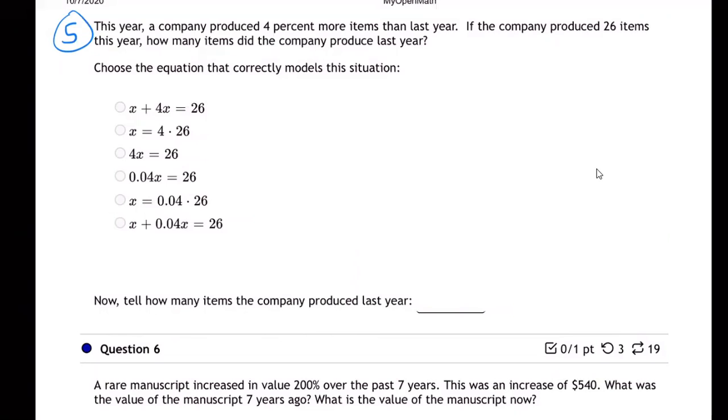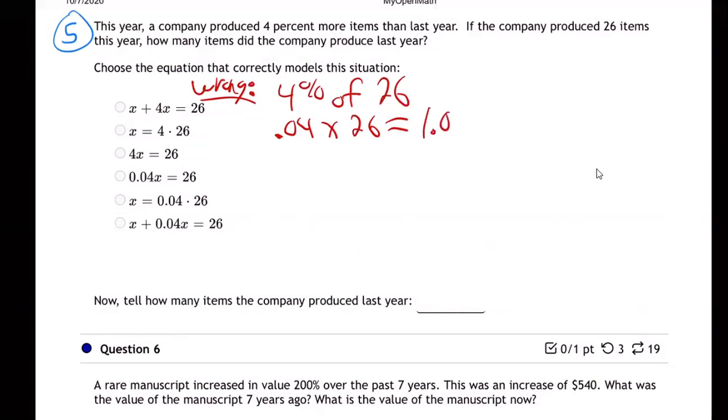So here's what I've seen over the years: students will go, okay, I got it. It's 4% of the 26. This is wrong. This is not true. But students think that. They go, well, you just take 4% of the 26, which is 0.04 times 26. That's 1.04.